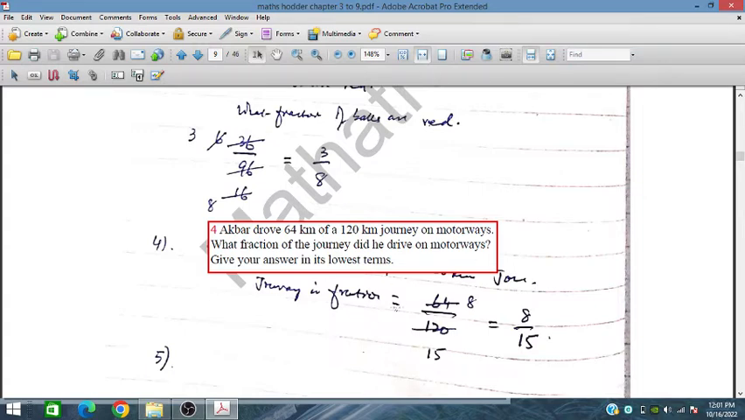Give your answer. So this is simple. 64 divided by 120 is the fraction that is covered. The whole, the total traveling, is 120 kilometers. The 120 kilometers is equivalent to 1, and this 64 kilometers is 64 divided by 120, a fractional number. He has not completed his journey, so it is less than 1.